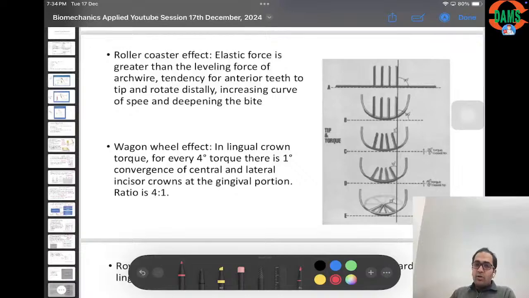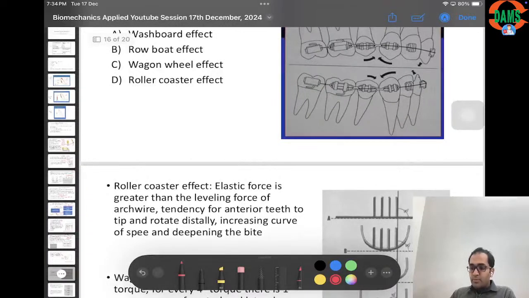So first is the roller coaster effect, of which an image is given here. What happens is during space closure, if we again go to a 4-4 extraction case, we are retracting the anterior. We apply force for retracting these anteriors. What happens if we apply too much force? The posterior and the anterior teeth will bend. That is, the anterior teeth tip and rotate distally, increasing the curve of Spee. This curve of Spee will deepen. It will be like a roller coaster, like this.